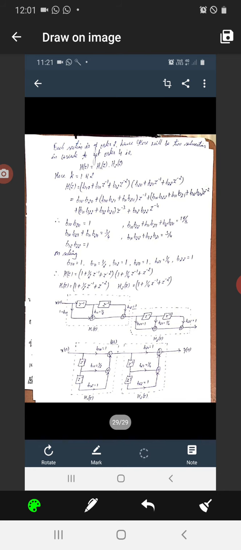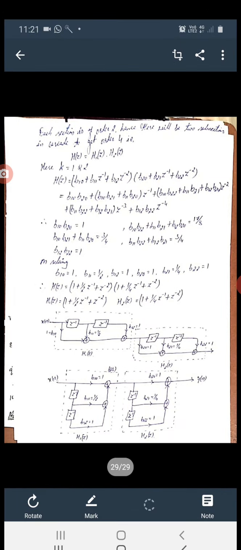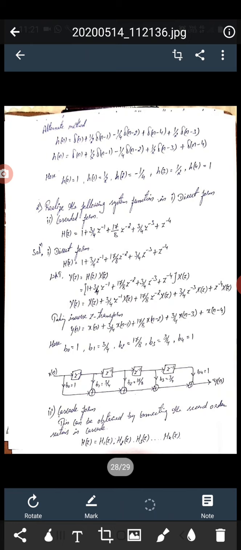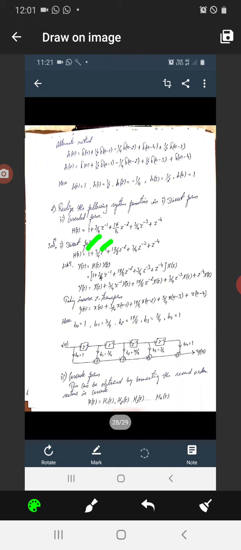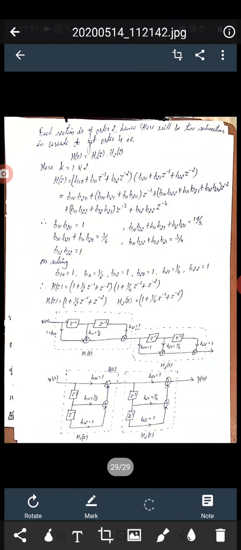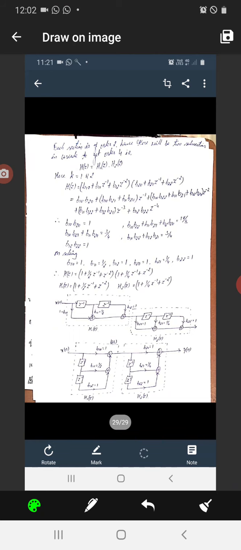After this, the coefficients you have to consider here: b10 b21 plus b11 b20, this is one coefficient, again here one more coefficient, and this. These coefficient values I can get from the given equation, where the first coefficient is 1, then 3 by 4, 17 by 8, 3 by 4 and 1. The same thing here it is taken. First coefficient is taken as 1, second as 3 by 4 and then 17 by 8, then 3 by 4 and then 1. On solving, this is the linear equation.